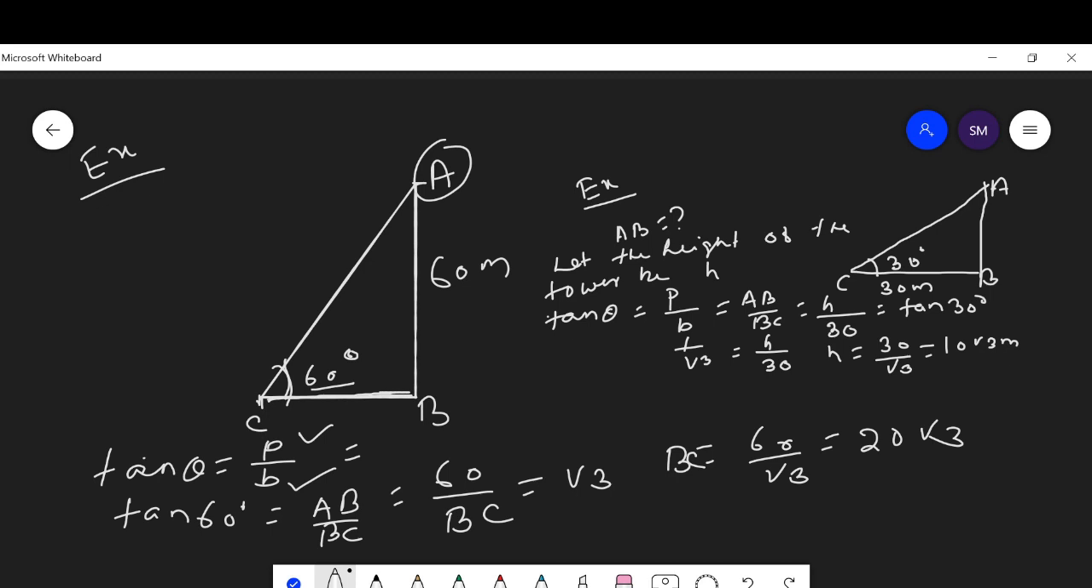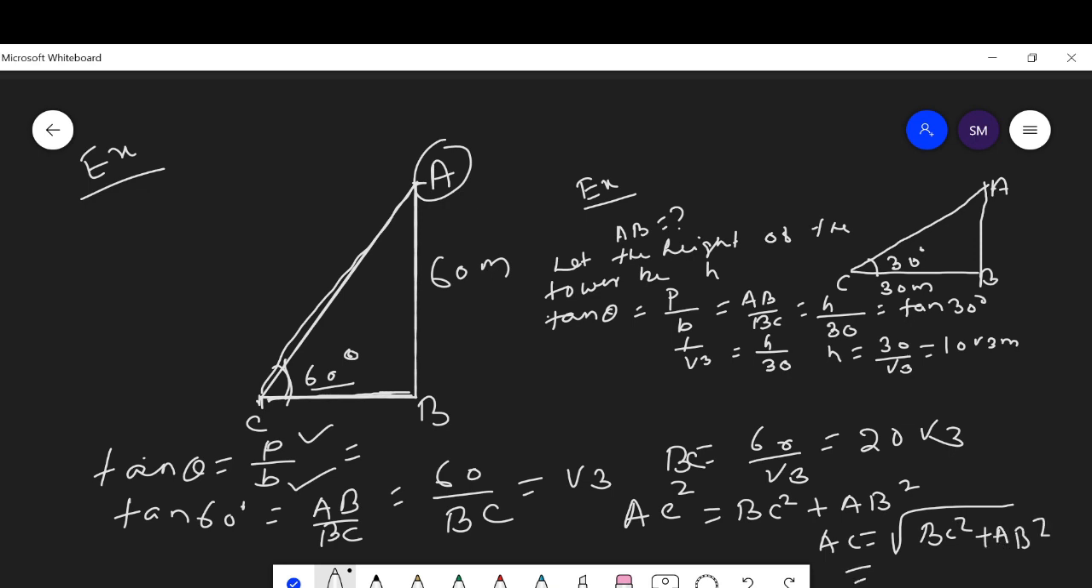Then the question also says to find the length of the thread, means AC. By applying the Pythagoras theorem, AC square is equal to BC square plus AB square, or AC is equal to the square root of BC square plus AB square. Here BC is 20 root 3, squared, plus AB is 60, squared.